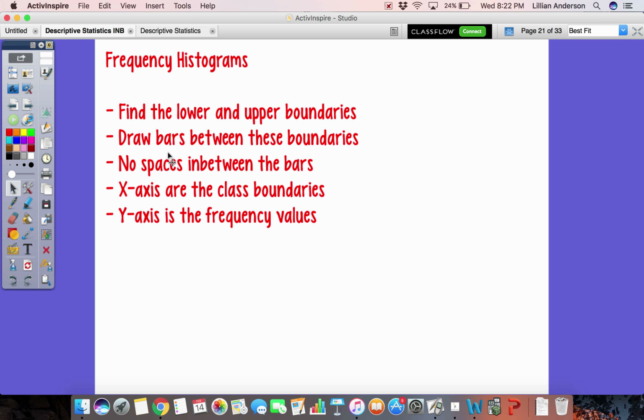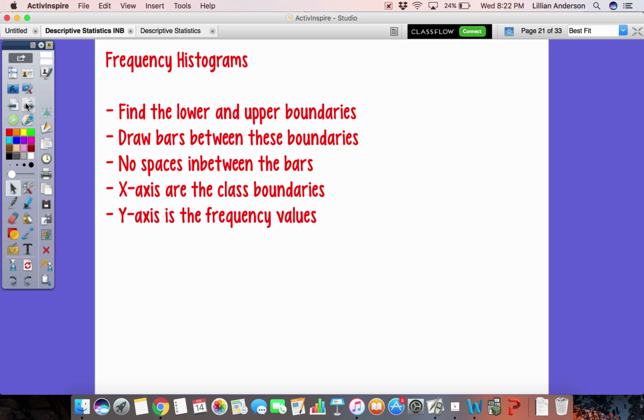in order to create your histograms. And then those boundaries are going to be exactly where those bars are because a histogram is nothing but a bar graph except where the bars are touching. So that third point where it says there are no spaces in between bars, the reason is because the upper boundary of one class is the lower boundary of the next class that follows it. All right, and then the x-axis, when we label it, is actually going to be your class boundaries, and then the y-axis is going to be your frequency values.